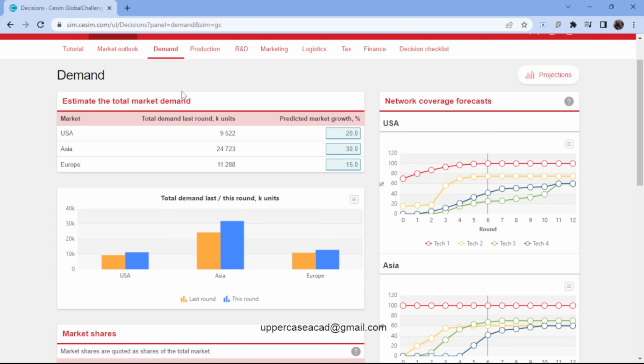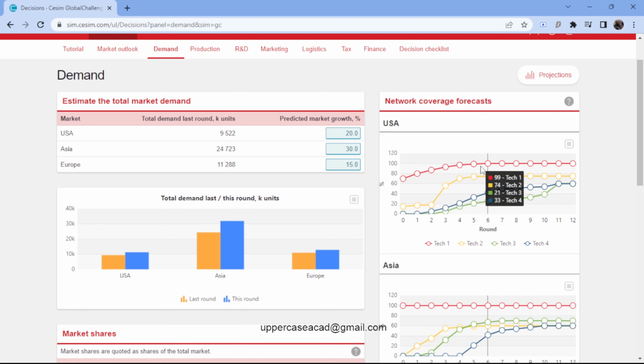The next place is the network coverage forecast. If you look at the USA, Tech1 boasts an impressive 100% network coverage, while Tech2 slightly trails behind with 75%. The strong network coverage alone does not guarantee success, though, as consumers may still prefer a different technology, which is why we choose to sell Tech1 and Tech2 in the USA.